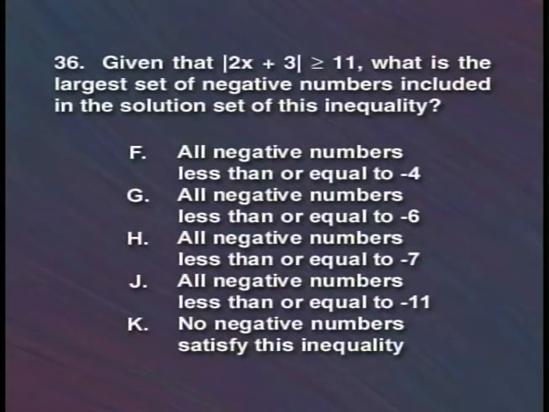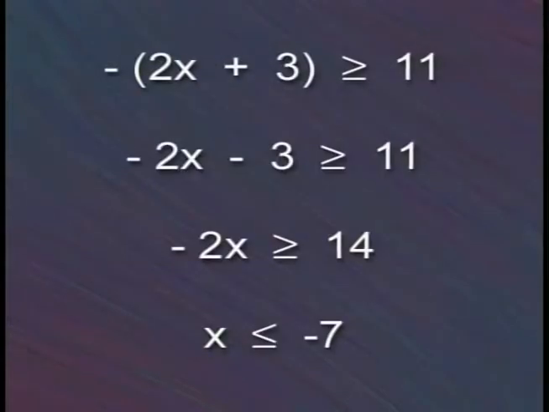For instance, the absolute value of negative 11 is greater than or equal to 11. The absolute value of negative 12 is greater than or equal to 11, and so forth. To solve this inequality, we need to find values of x that make the expression 2x plus 3 greater than or equal to 11. So first, let's clear parentheses. Negative 2x minus 3 is greater than or equal to 11.